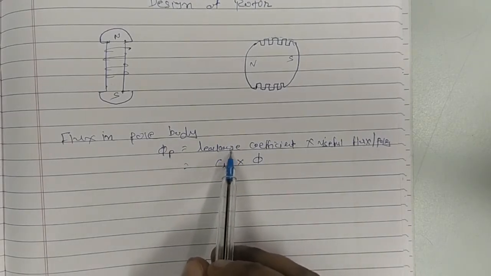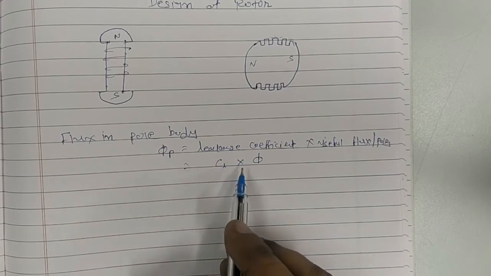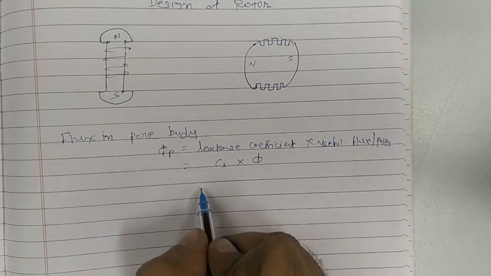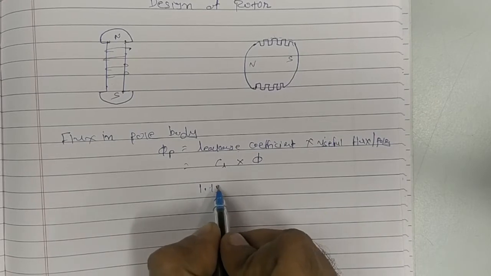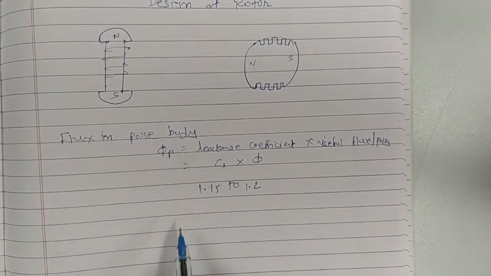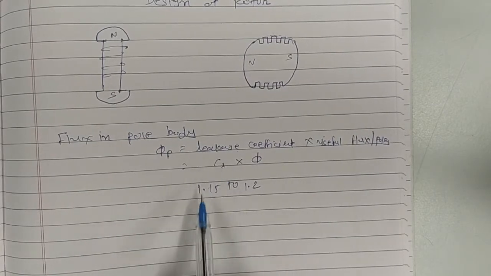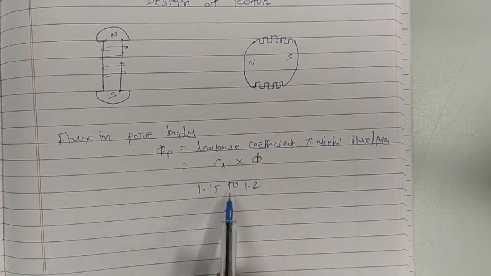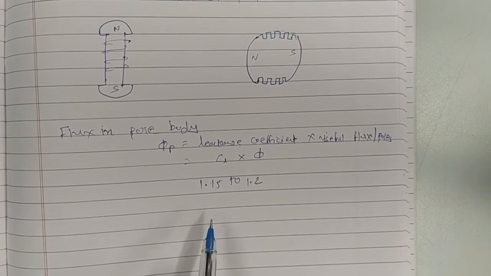We need to consider the leakage flux, and mostly the value of the leakage coefficient varies from 1.15 to 1.2, because it depends on the material used and which type of structure is used. So this value is a variable value. In case of examples, this value will already be given to you.